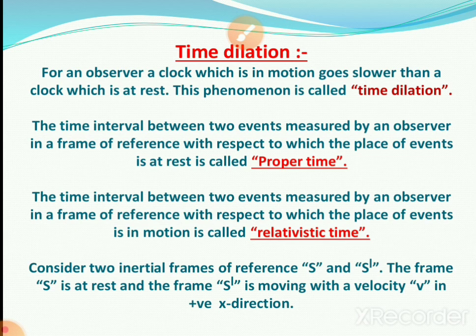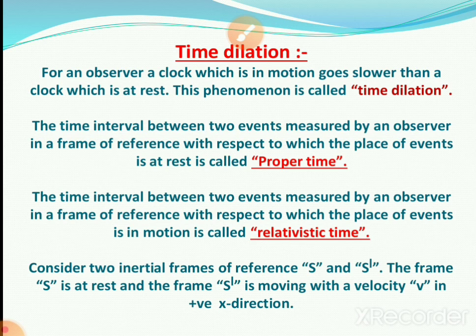So what do you mean by relativistic time? The time interval between two events measured by an observer in a frame of reference with respect to which the place of events is in motion. It is very important: the place of event should be in motion. Then it is called the relativistic time.